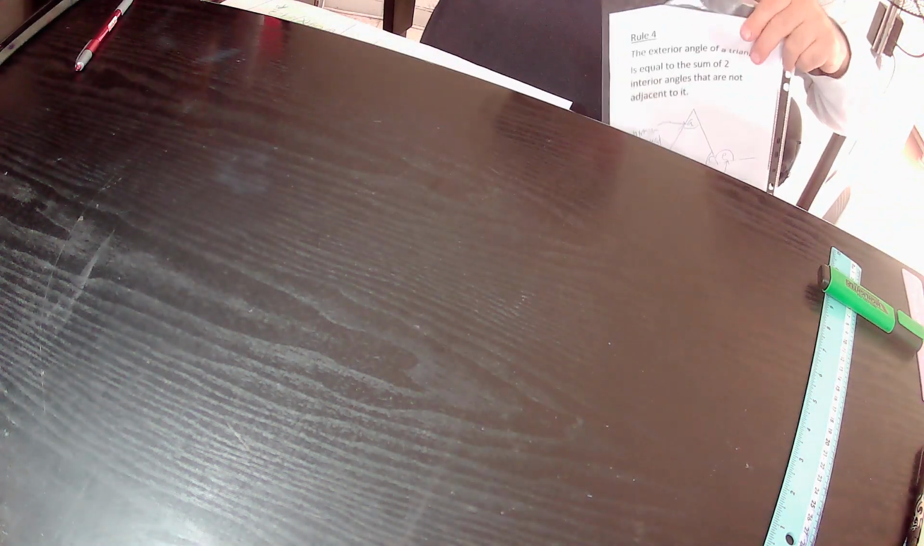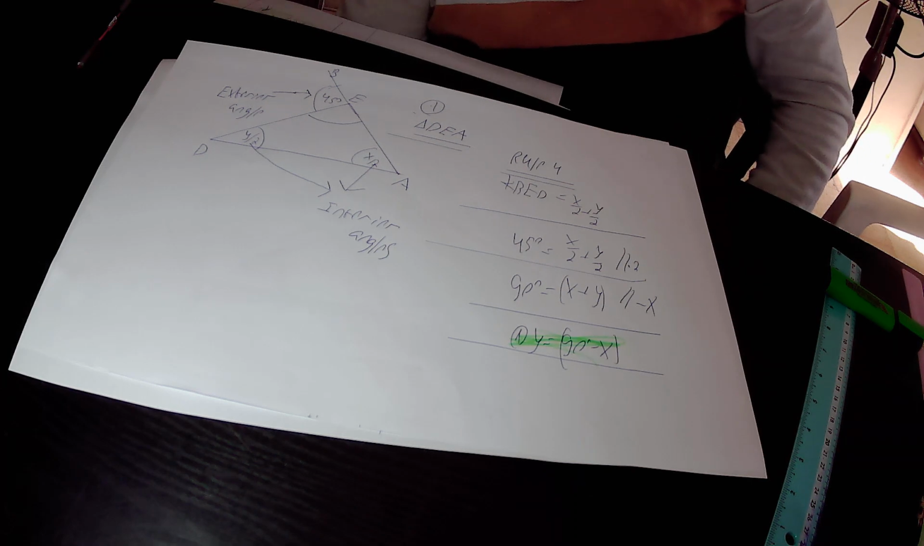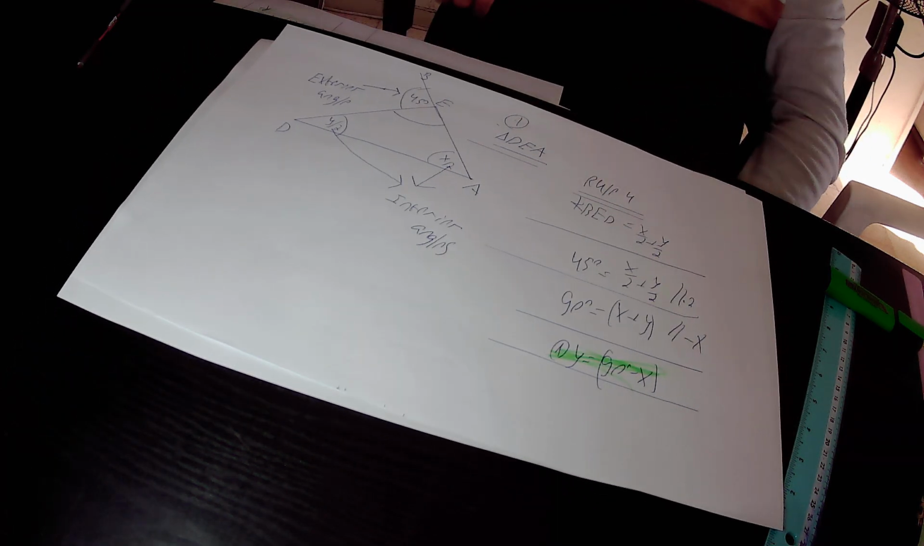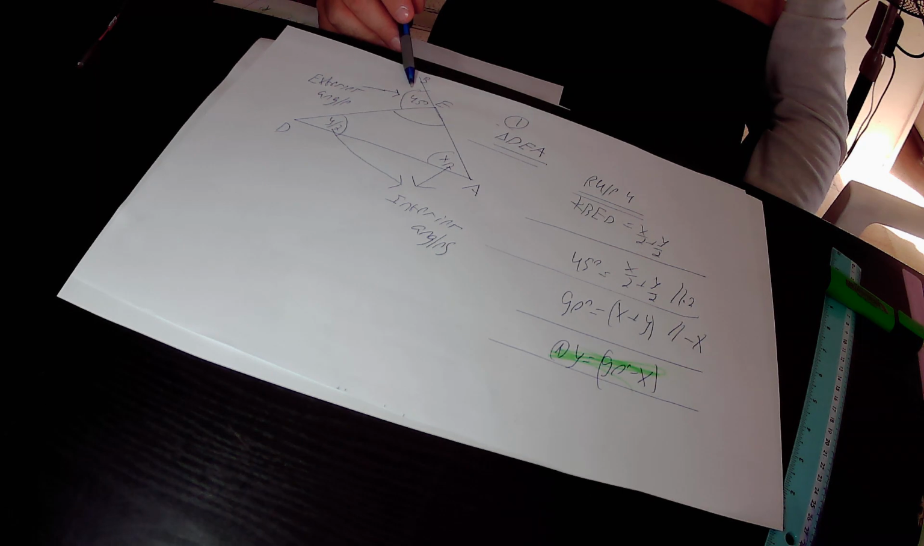So we can actually implement rule 4 in our drawing. Why? Because in our drawing we have this triangle EDA. Inside this triangle EDA we have those three angles. Those three angles are defined as interior angles. And this angle BED is an external angle. And the size of the external angle BED is 45 degrees. Now according to rule 4, the size of the external angle BED is equal to the sum of the two internal angles that are not adjacent to it.